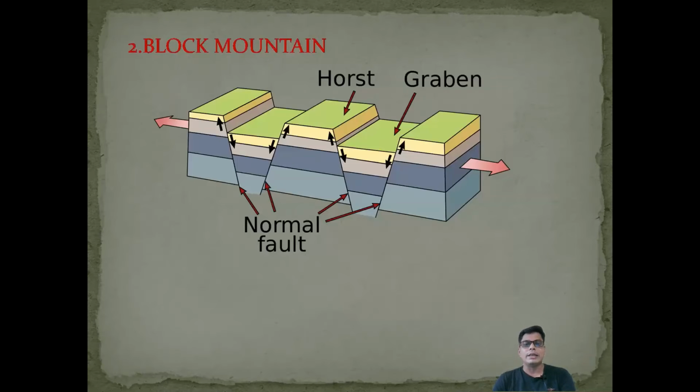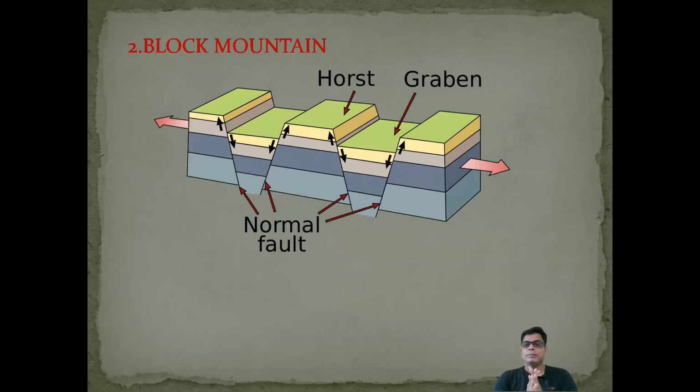Next, the block mountain. What are block mountains? Perhaps you know, when two plates come toward each other and there is huge pressure, what happens? Cracks develop in that area, and due to this faulting, some portion goes down and some portion goes up.